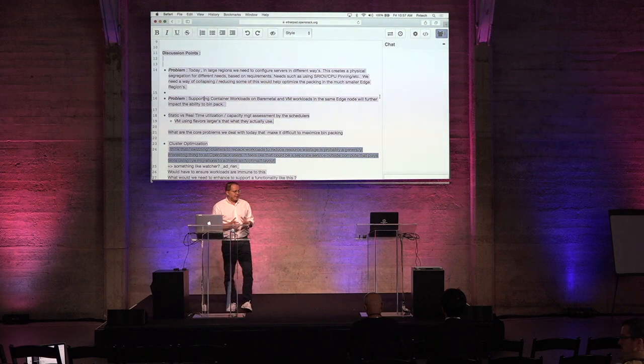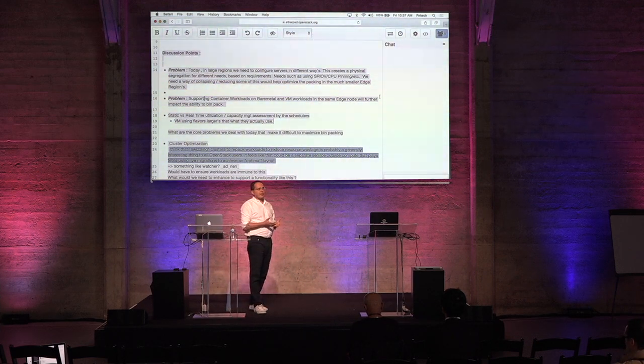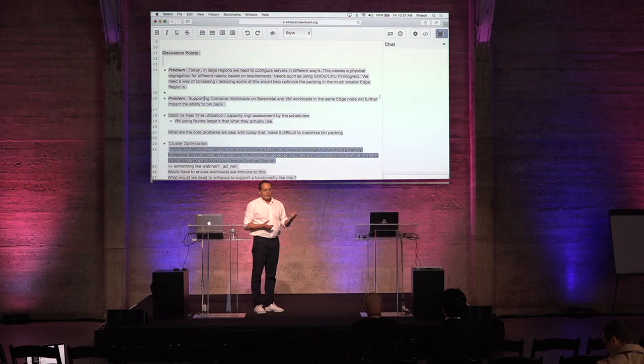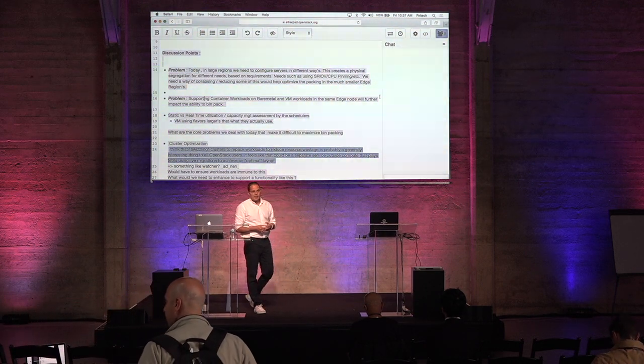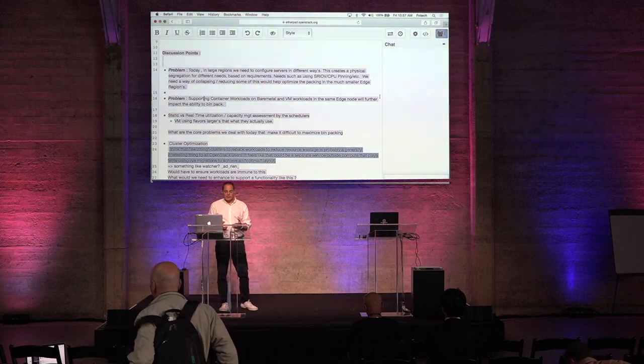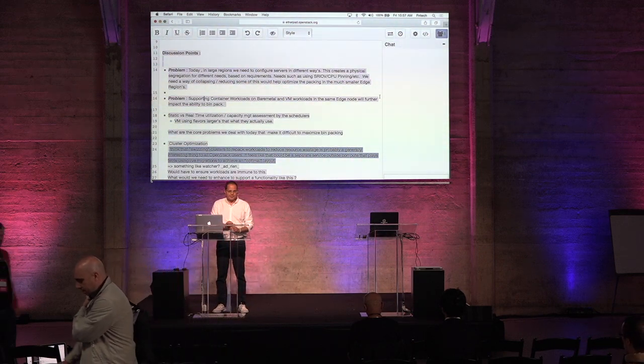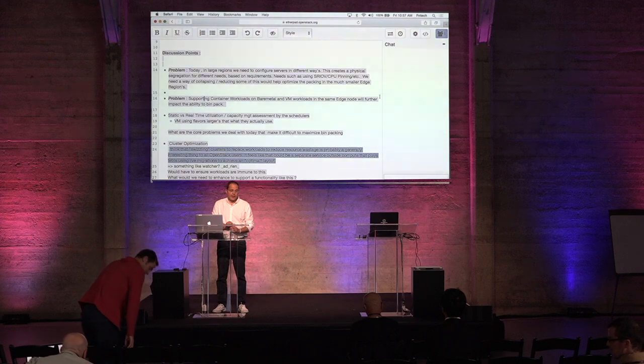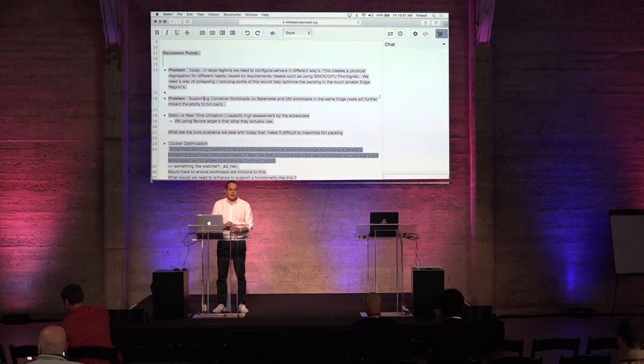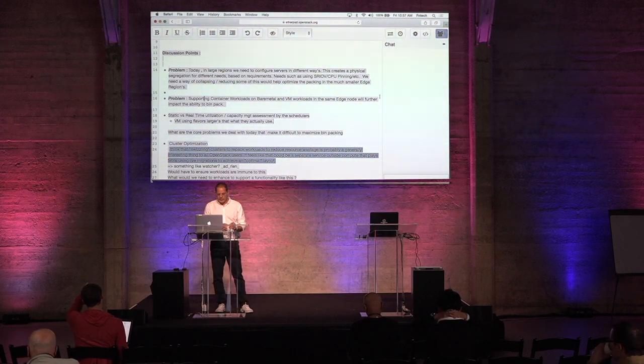The other problem is this idea that if we're running in a space where we're mixing bare metal containers and VM workloads, who's responsible for scheduling? Can we do that? Can we mix VM workloads and the same bare metal servers where we're running containers efficiently? That's another problem that we've got to deal with.